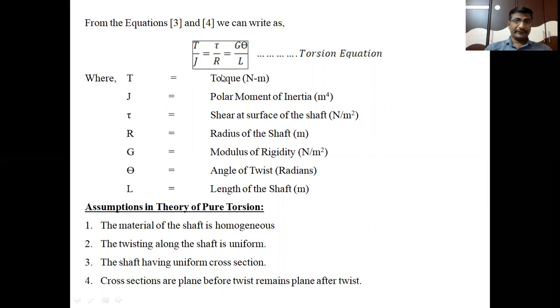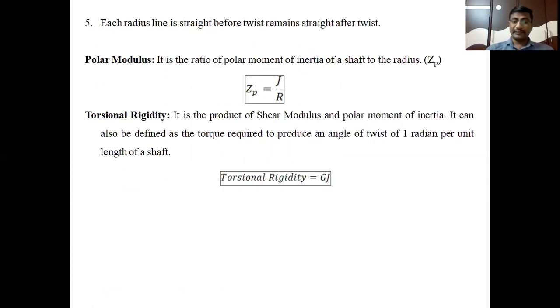By using this equation, we can solve the problems in this torsion chapter. To use this equation, we should follow these assumptions. The material must be homogeneous and isotropic. The twisting along the shaft is uniform. The shaft has a uniform cross-section or uniform diameter. Cross-sections that are plane before twist remain plane after twist, and all radius lines that are straight before twist remain straight after twist. These are the assumptions.